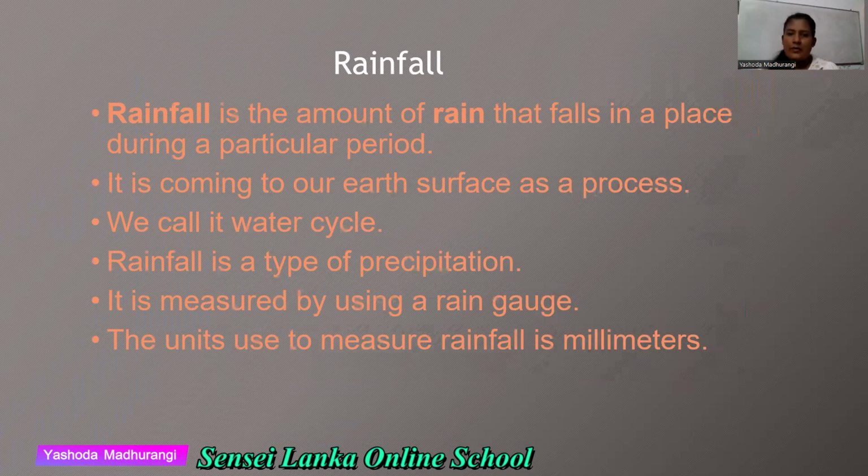Then what is rainfall? Shall we read this? A big note for you. Rainfall is the amount of rain that falls in a place during a particular period. Particular period means during a special period. During one day, maybe during 1 week, 1 month.